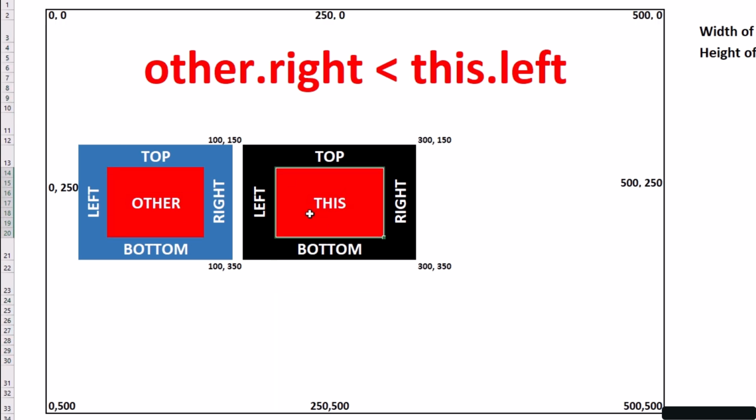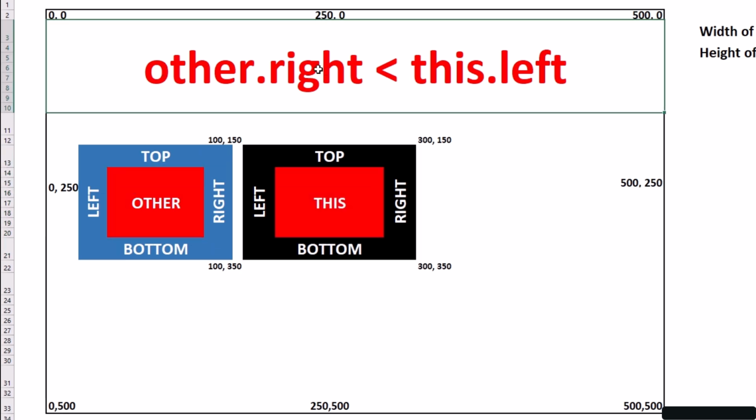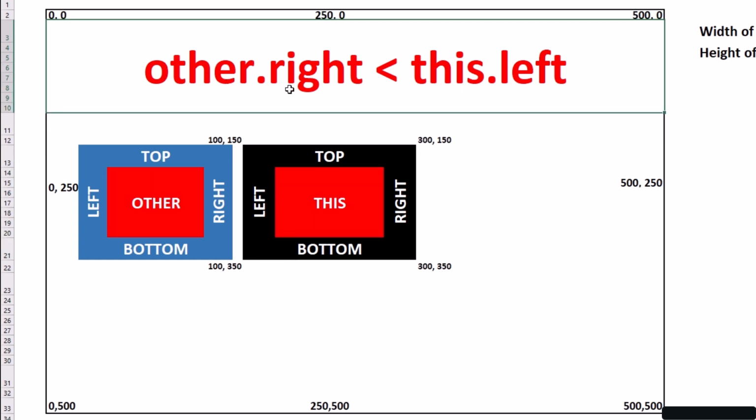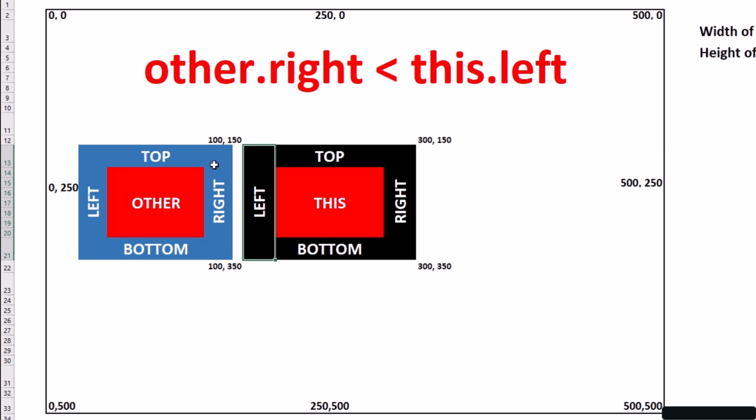What we're looking at: if the right side of this rectangle is to the left of the left side of this rectangle, then we are not colliding. They are not intersecting each other. So there's not a collision. In other words, if other.right is less than this.left. Here's the right. Is it less than this.left?